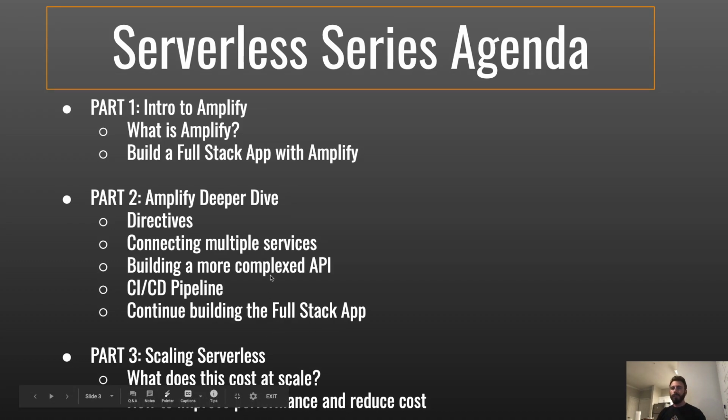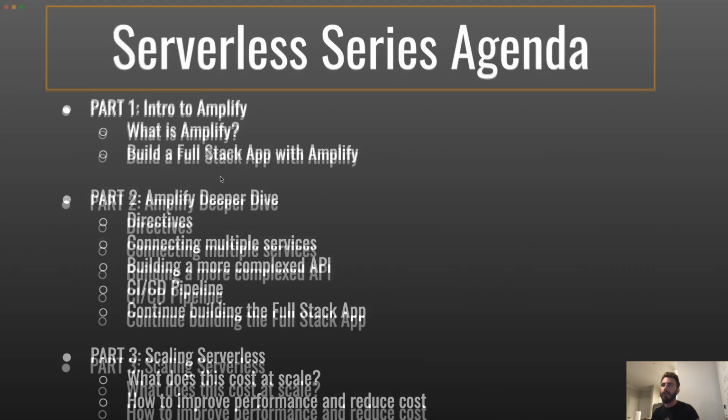And then for part 3, we're going to have scaling serverless. We're going to talk about what this costs at scale and how to improve performance and reduce cost. We should be able to get some AWS credits and just start firing away at the application. I'll show you guys doing a million requests with how the application is, what our cost is, how it scales, what the performance is, and have a bunch of metrics and go through that and how to improve it. That's the general high level overview of our 3-part series.